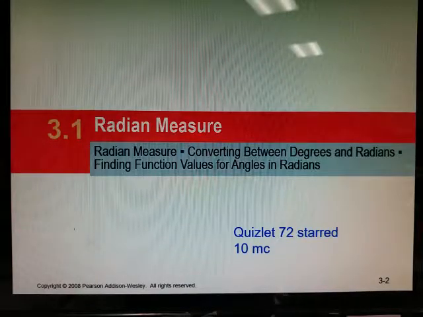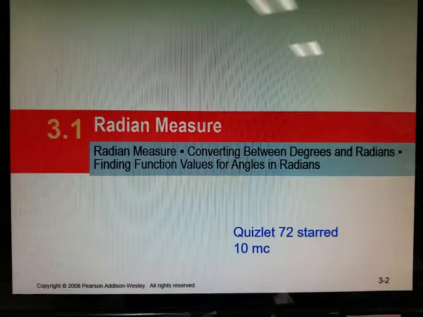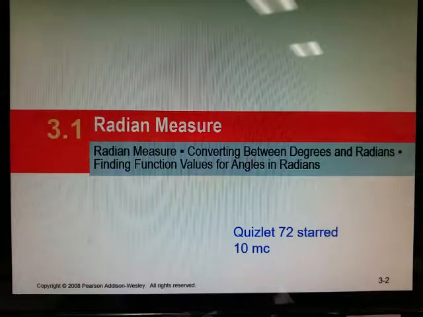All right, in Trig 3.1, the radian measure today, we're going to learn how to convert from degrees to radians and radians to degrees and what that means.